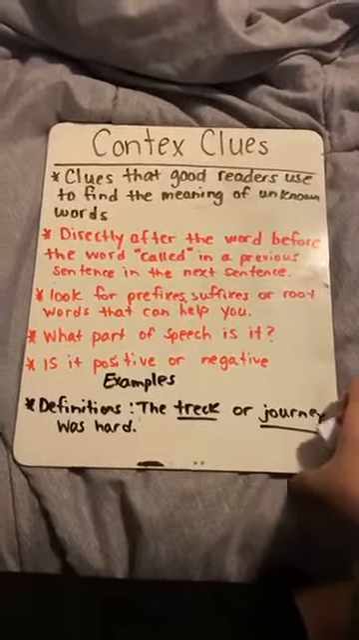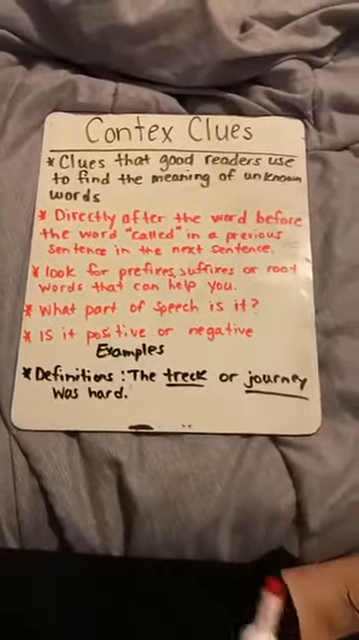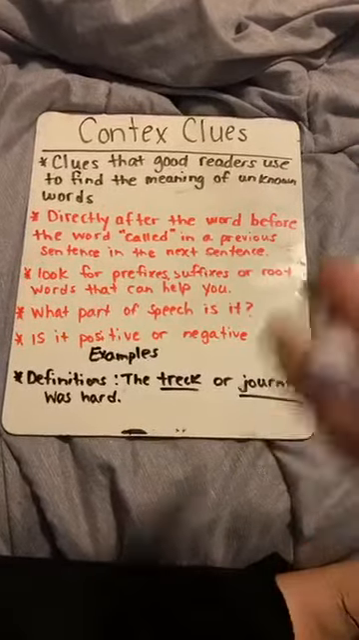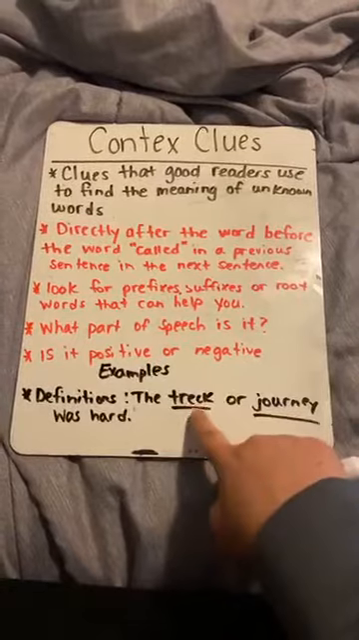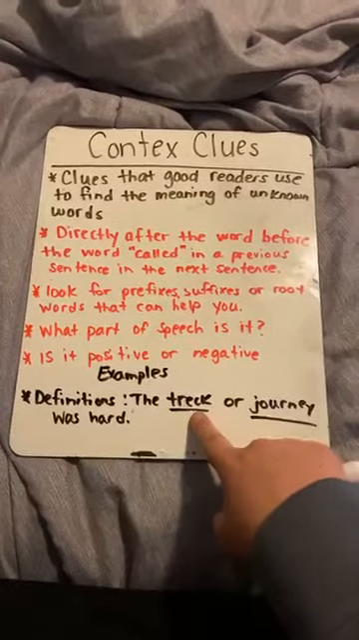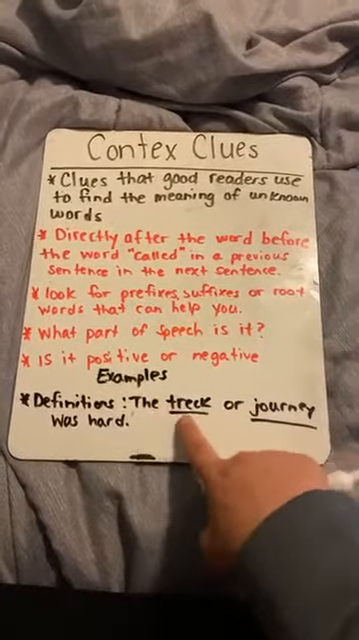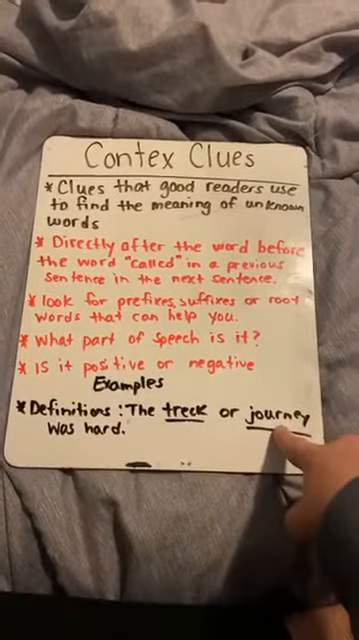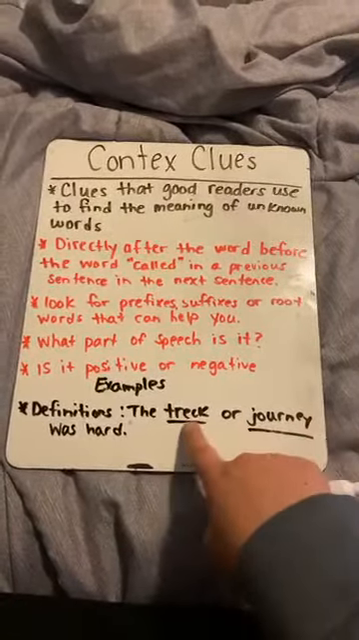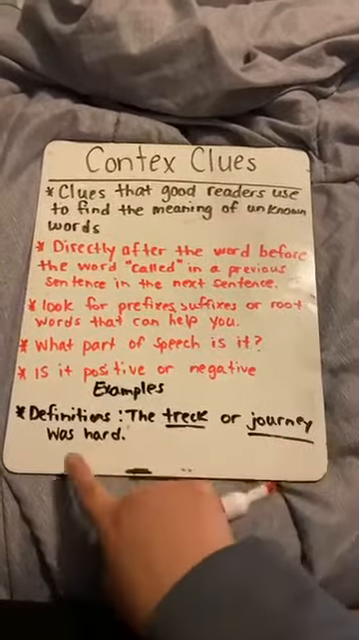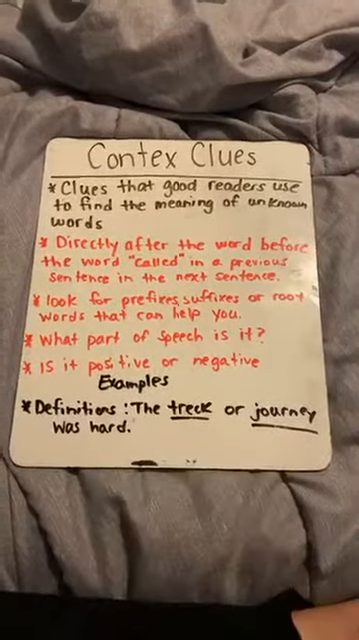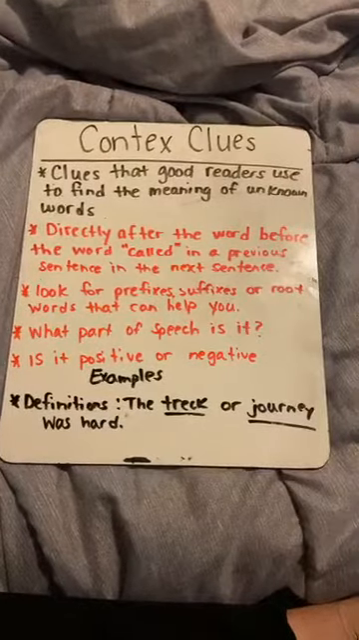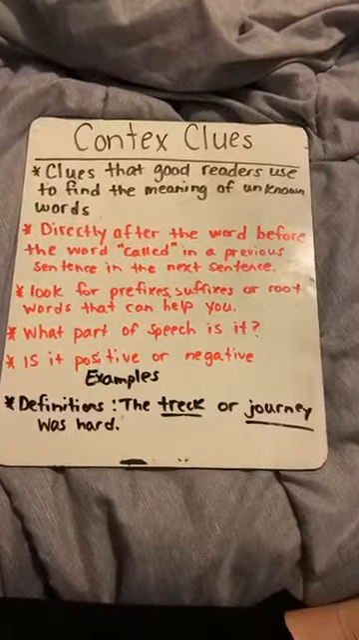So an example that I have here is definitions. One of them, the trek or journey was hard. So here's the word that we didn't know. We didn't know what trek was. Well, I kept reading my sentence. The trek, or what does it tell me? Journey. Yes, so I know that a trek is a journey, and that was hard. So when you're reading, look around, use those good clues to find the meaning of those words.